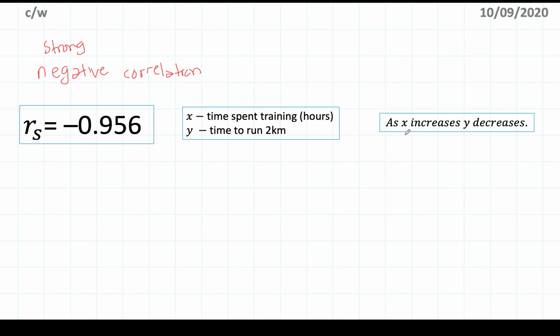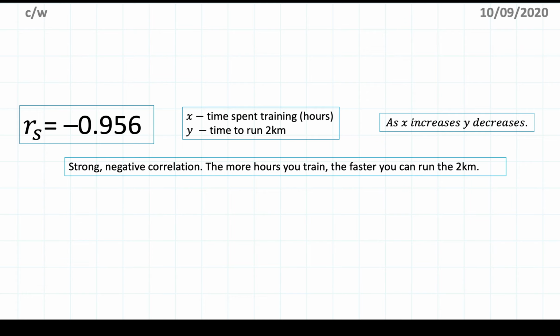Now, instead of x and y, replace them with the wording here. We can say that it's a strong negative correlation. So that means the more hours you train, so this is us translating as x increases, the faster you can run the 2 kilometers. Or alternatively, you can say the more you train, the less time you take to run 2 kilometers. But I don't want you to blindly write these sentences, just translate decreasing as less than. Less time taking to run 2 kilometers also means that you can run the 2 kilometers faster.